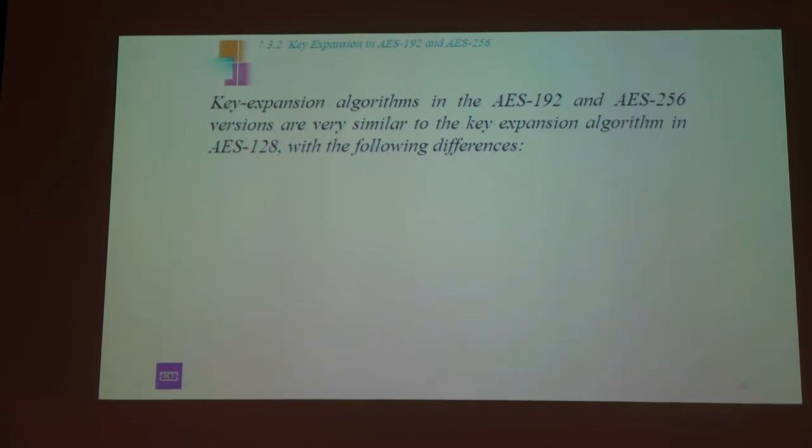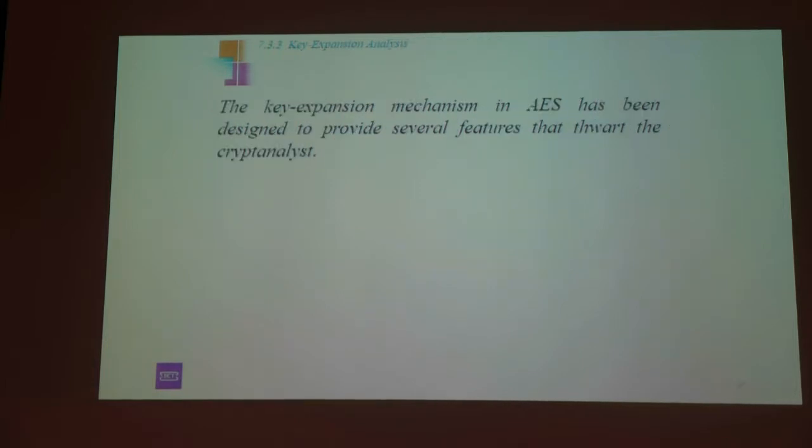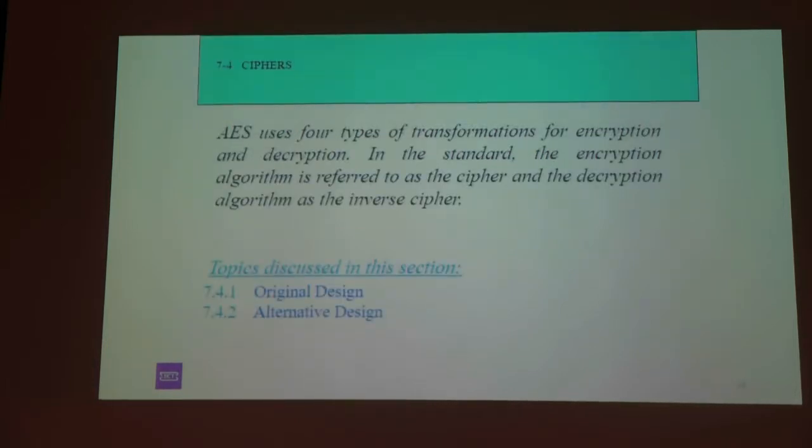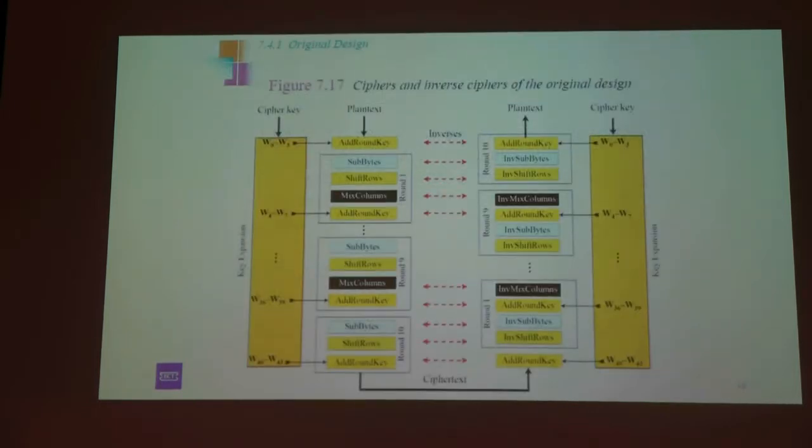The key expansion algorithm for 192 and 256 is the same thing. So that's exactly what we do here, as you see. We have the key expansion box, the orange box, and we have round 1, round 2, until the last round, okay? There is a pre-process, which is add round key in the first one, and the last round is missing a step, which is mix columns. So there is an addition here, and there's a missing mix columns.